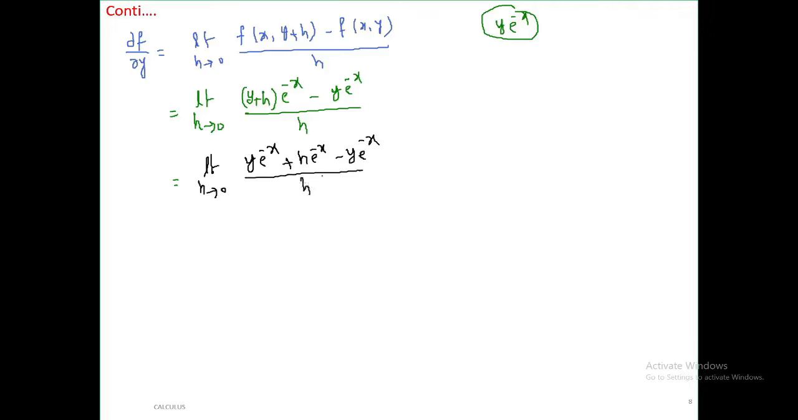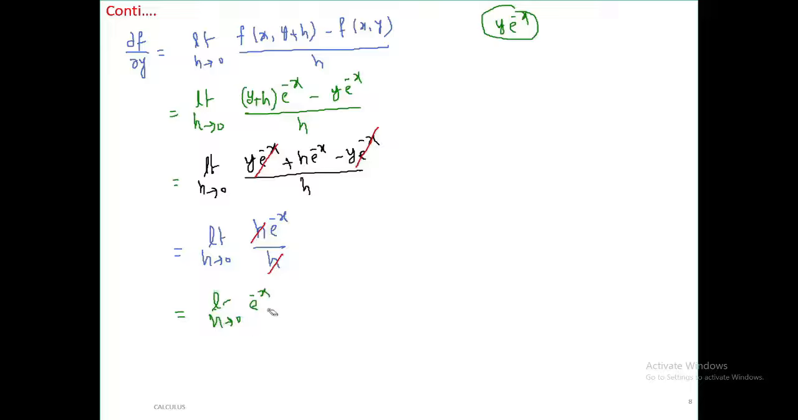Now in this, these two cancel out because these two are similar terms: y into e power minus x minus y into e power minus x. So then what will you get? Limit h tends to 0, h into e power minus x divided by h. Now again h cancels out. So finally, limit h tends to 0, you will get just e power minus x. Okay, that means it is irrespective of the limit.